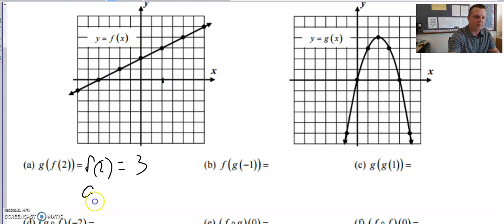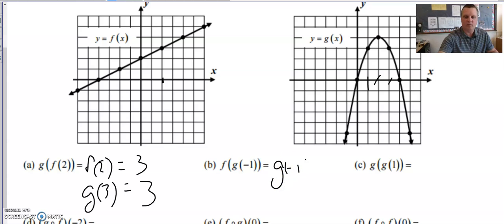Then I want to find g of 3. So g of 3, 1, 2, 3. My output is going to be 3. So you use the graph, and you just look at the x values, and then the corresponding y values are the output values. The next one I have is g of -1. So here's my g, -1 brings me down to 1, 2, 3, 4, -5.